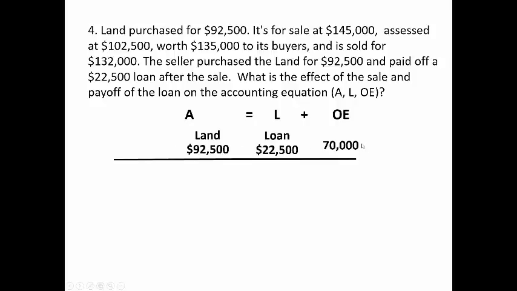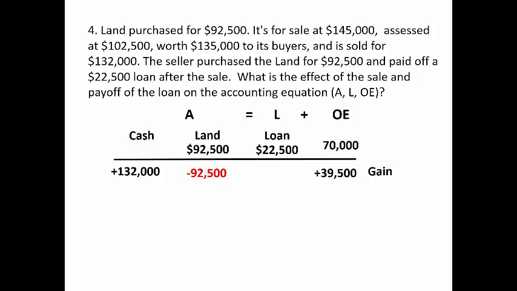So now let's sell the land. When we sell the land, we're going to take in cash of $132,000. We're going to reduce the land account to zero by reducing it by $92,500. The difference here is going to be gain on the sale, and it looks like the gain on the sale is going to be $39,500, and it's going to go to owner's equity. And let's see what else we got here.